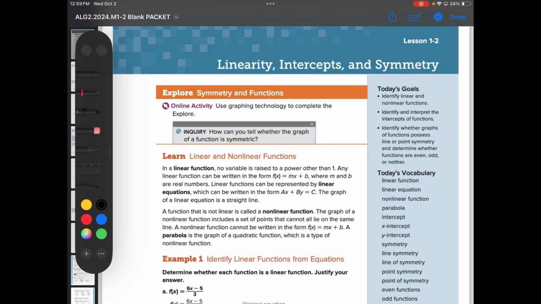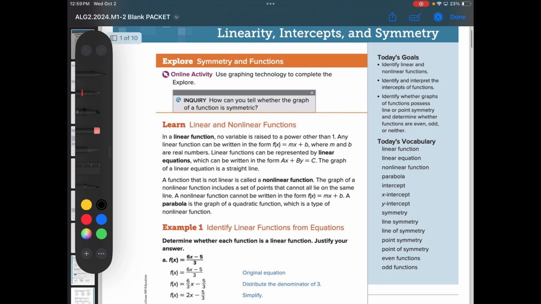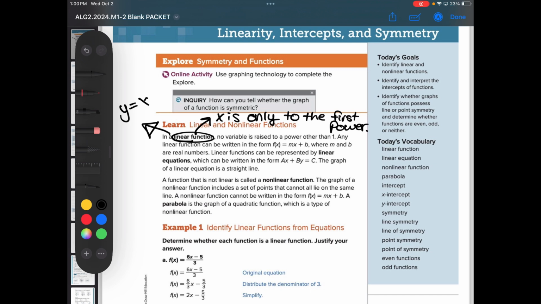Hi there, Mr. Biggers here, and today we're going to start our packet on Module 1, Lesson 2, Linearity, Intercepts, and Symmetry. So in a linear function, no variable is raised to a power any other than 1. So a note that we might want to make to this is x is only to the first power. Okay? So an example of a linear function would be an equation like slope-intercept form, y equals x.